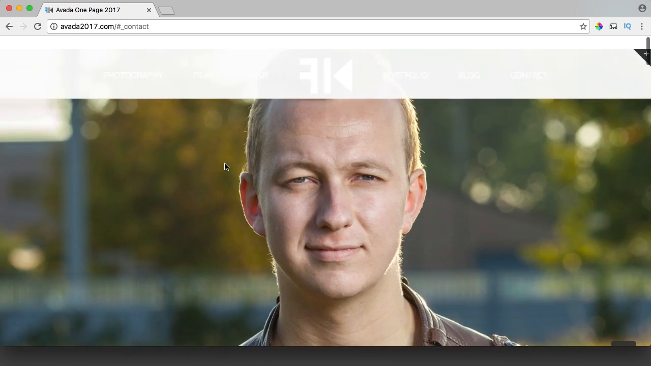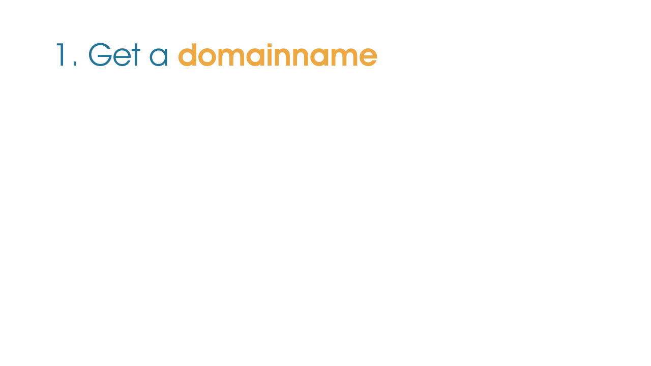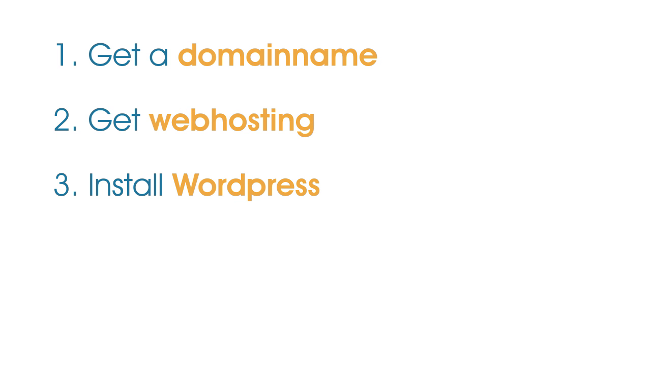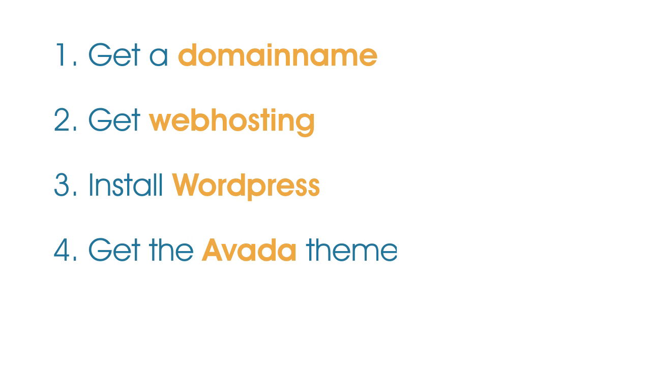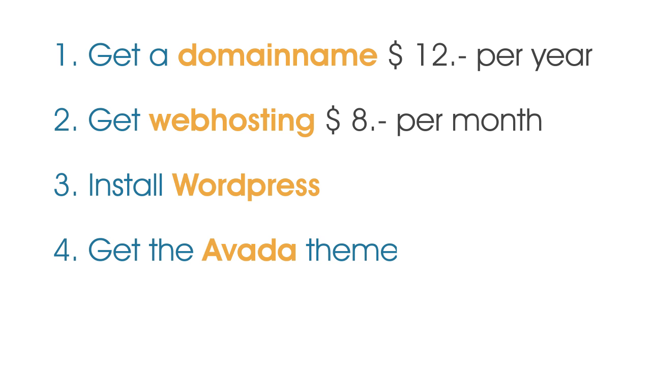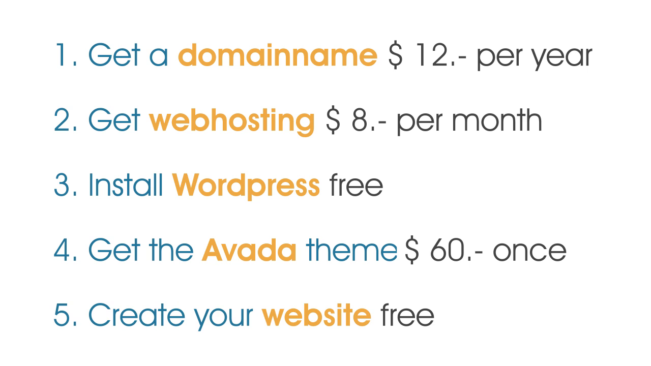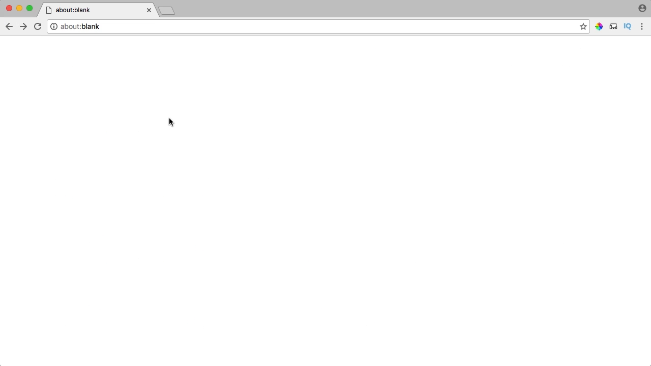Although this tutorial is totally free, you need a domain name, you need web hosting, you need WordPress, and you need the Avada theme. A domain name costs around $12 per year. Web hosting costs around $8 per month. I can give you some discount. WordPress is totally free. The Avada theme costs around $60 once, and this tutorial is free, and I'm going to do my best to show you how to make a beautiful website. So let's get started. The first two things we need are a domain name and web hosting.